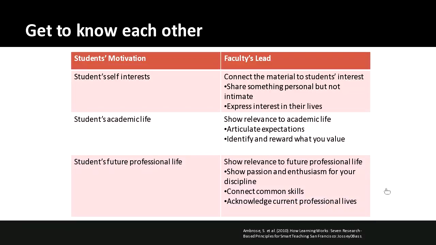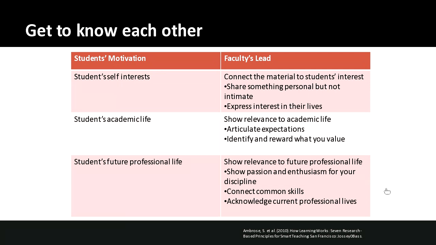Also, they are able to identify and reward what you value. You're going to reward them for things that you value, basically. So if you're letting them know that you're looking for a professional level of writing, for instance, and a student's able to recognize that and then accomplish that, then let them know that that's something you appreciate and reward them either with a grade or praise or something like that.